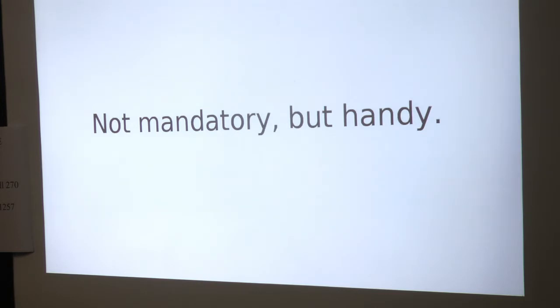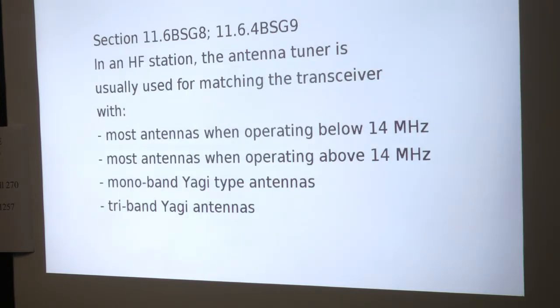Not mandatory, but handy. In an HF station, the antenna tuner is usually used for matching the transceiver with... Well, first of all, you better help me out and tell me what a monoband Yagi type antenna is. Well, if you break it down... Yagi, the one that's a folding one, yeah. Well, the Yagi antenna's got 3 different elements on it, right? Parasitic, reflector, director. Right. So the monoband would just be that it only works on one band. Maybe like 20 meters or 10 meters, but it won't work on multiple.